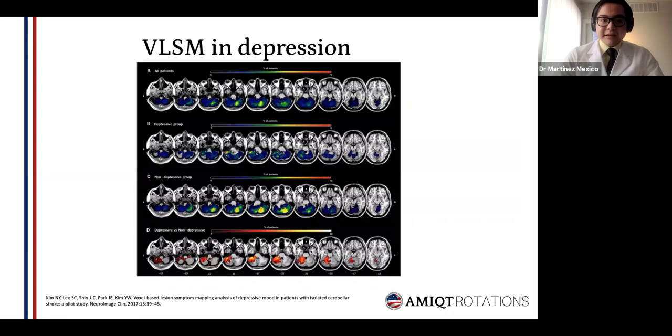This particular study used BLSM, which is voxel-based lesion symptom mapping, in order to see how the lesions are distributed in patients that have depression and patients that are not depressed. You can see that patients that are depressed have more lesions on the posterior lobe, while non-depressed patients usually had minimal lesions on the posterior lobe.